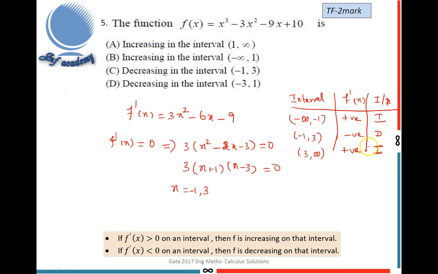So the function f is decreasing in the interval minus 1 comma 3, which is the correct answer. Here the option given is decreasing in the interval minus 1 comma 3. So the answer is option C. These problems are GATE 2017 engineering mathematics questions related to the concepts of maxima and minima.